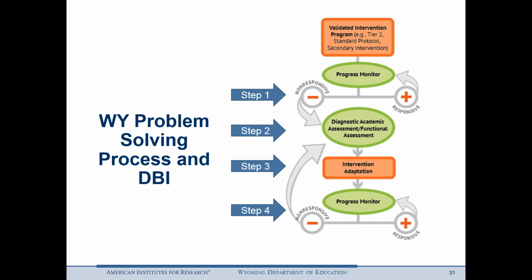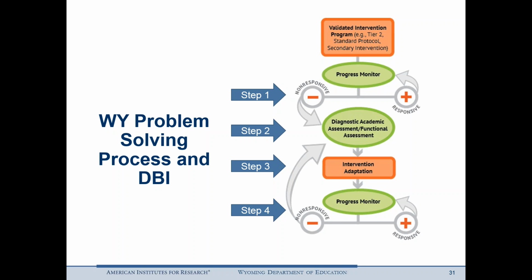With DBI, teams use results of ongoing progress monitoring data to assess the impact of the intervention, adaptation, or change. At this point, the team determines if response is positive, negative, or questionable. As you can see in the graphic, positive responses indicate that the adaptation is working and the intervention with the new adaptation should continue. A negative response would indicate that the team should return to Step 2 to identify a new hypothesis based on additional informal diagnostic data.